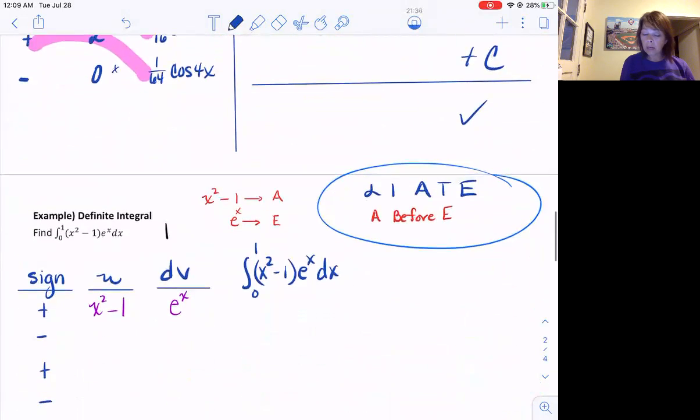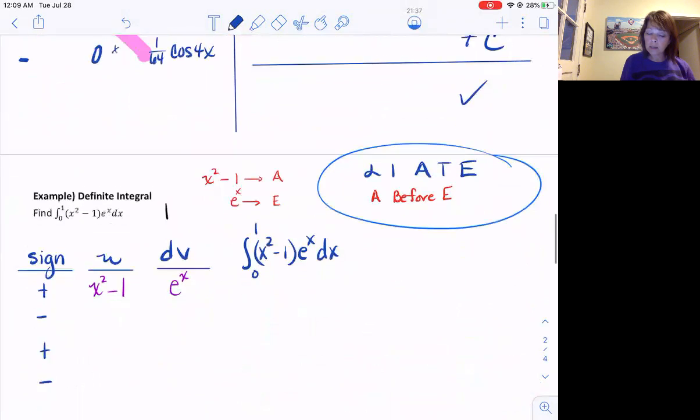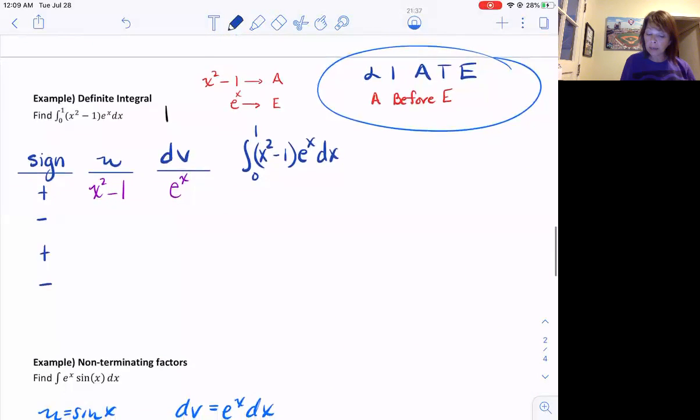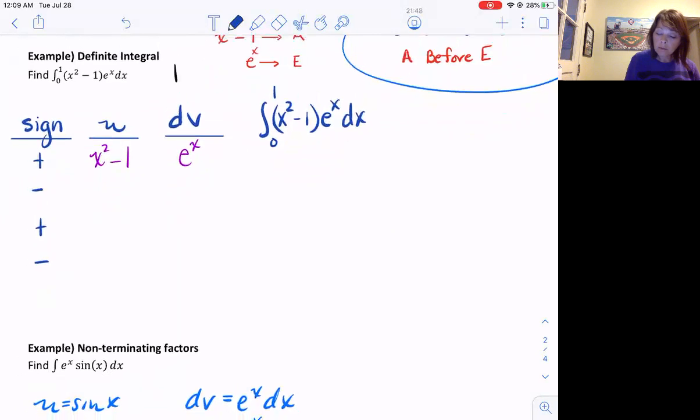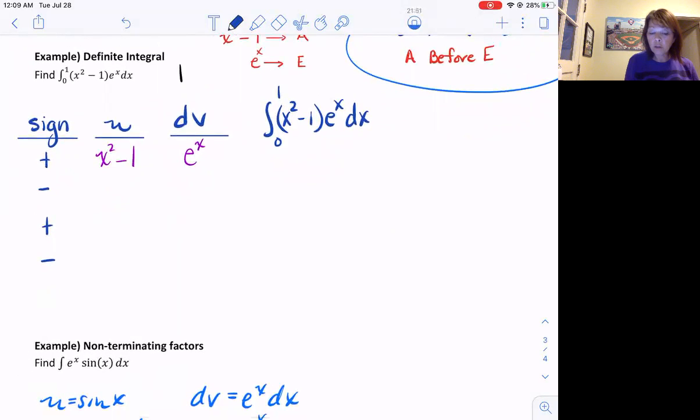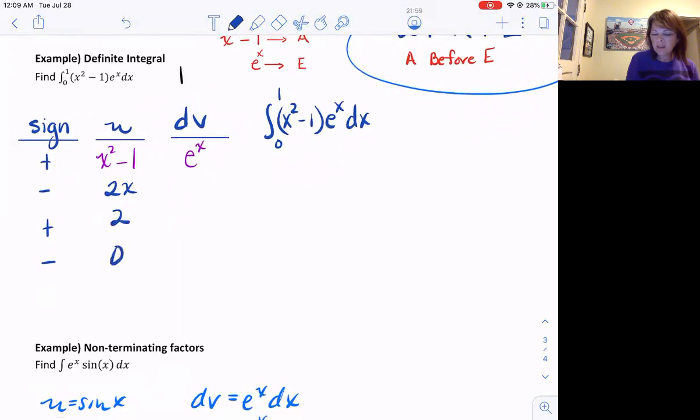So here's the LIATE. Again, just mentioning that as my mnemonic device to be able to choose your u. So we're going to use this tabular method for this problem. Now you have your u checked out, that u is equal to x squared minus 1. Our first derivative of that is 2x, and it's the same as the last one, different expression, the same. And then to take the antiderivative of e to the x, that's just e to the x all the way down.